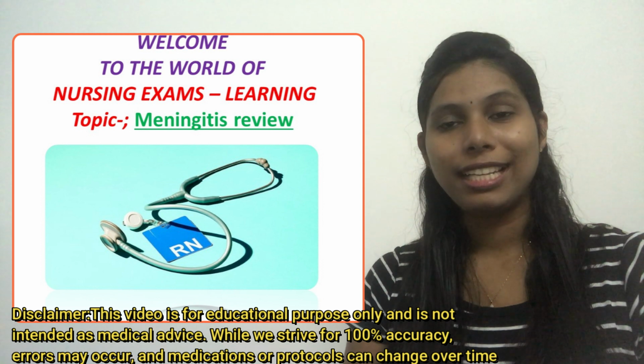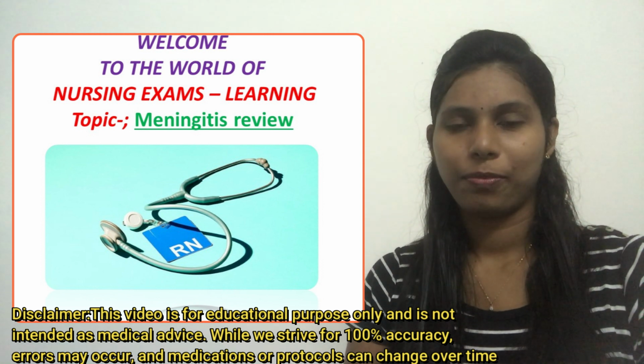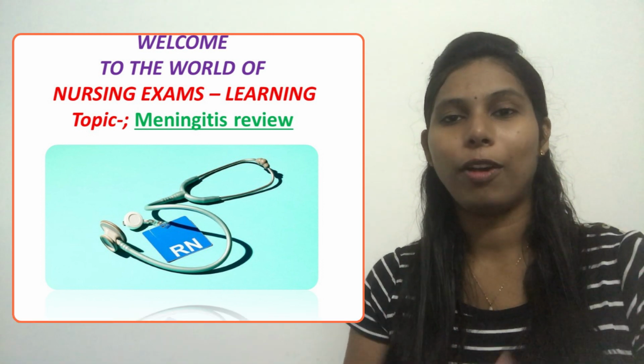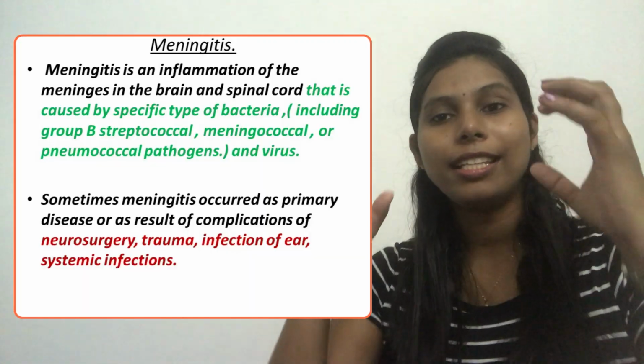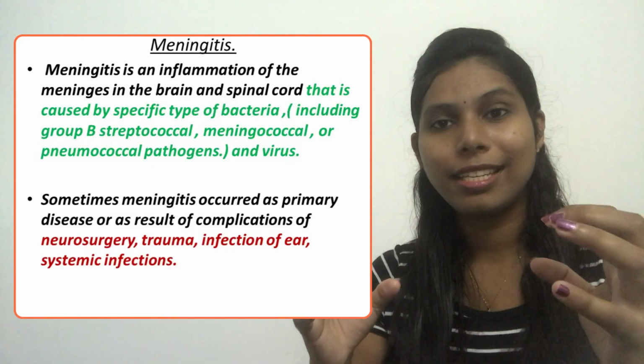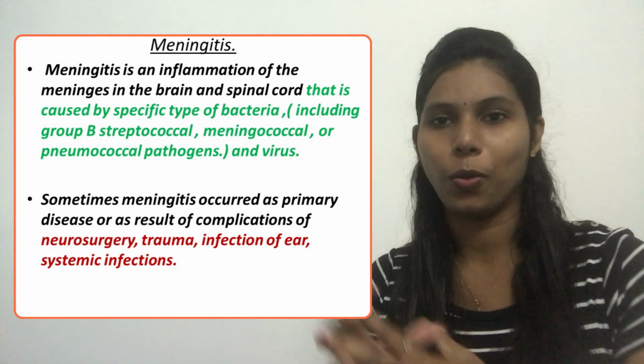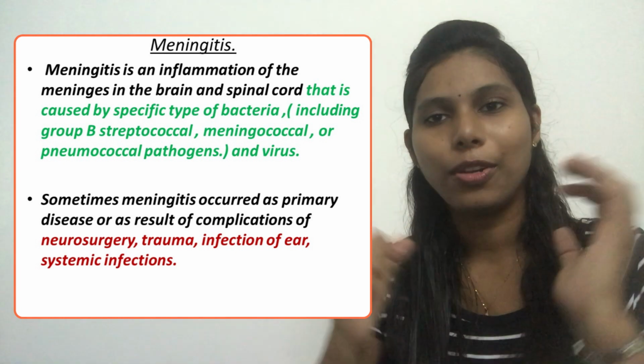In this video, we will discuss meningitis. So what idea do you have about meningitis? It is an inflammation of the meninges in the brain and spinal cord. And how does it occur?